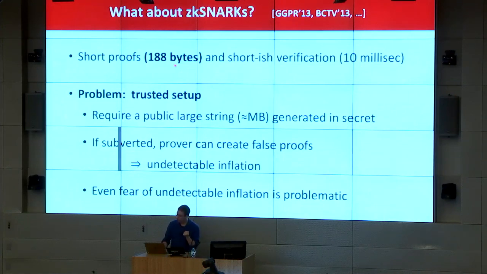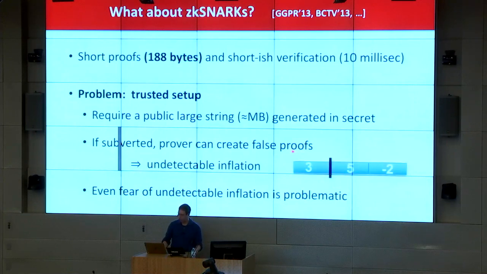The problem with these SNARKs is that they do require a trusted setup. So what does it mean to have a trusted setup? Essentially, you have to go through a secret ceremony that generates a relatively long string, a string in megabytes, such that if the setup mechanism is subverted, then anyone can create false proofs. What is the damage of creating a false proof? What it means is that I could put a negative value in the transaction, but convince you that the value is positive. I could fool you into thinking that a negative commitment is in fact positive.